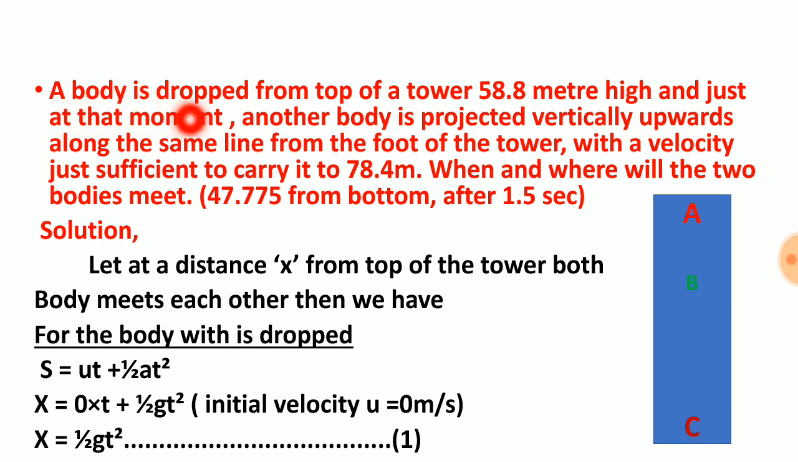A body is dropped from the top of a tower 58.8 meter high, and just at that moment another body is projected vertically upwards along the same line but from the foot of the tower with a velocity just sufficient to carry it to a height of 78.4 meter. When and where will the two bodies meet?